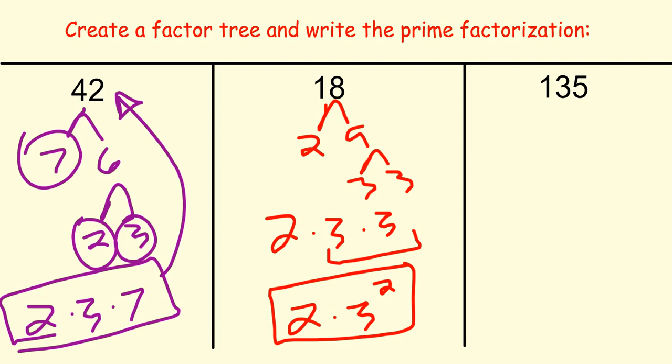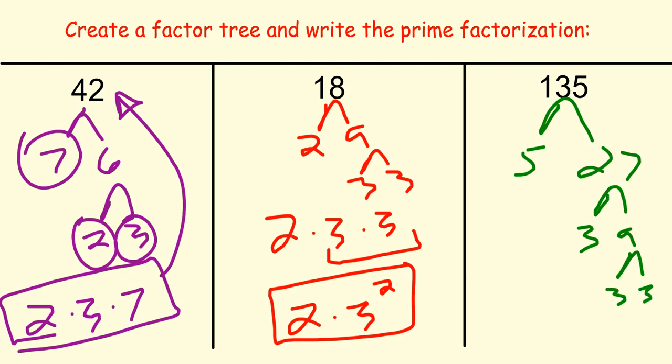And then finally for 135, that's 5 times 27. 27 is 3 times 9, and 9 is 3 times 3. So the prime factorization for 135 is 3 cubed times 5. Again, this is the only prime factorization we would get for 135, no matter how we split it, and 135 is the only number that has that unique prime factorization.